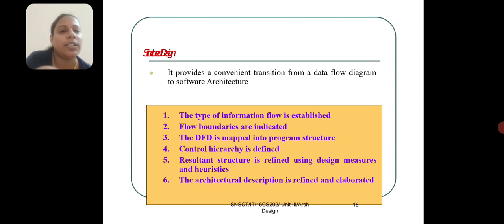The type of information flow is established. Flow boundaries are indicated. The DFD is mapped into program structure. Control hierarchy is defined. The resultant structure is refined using design measures and heuristics. The architectural description is defined and elaborated.